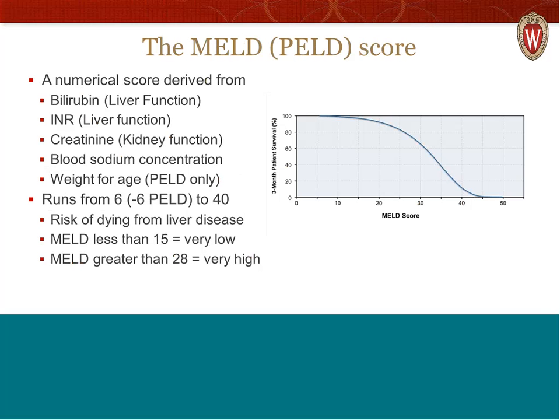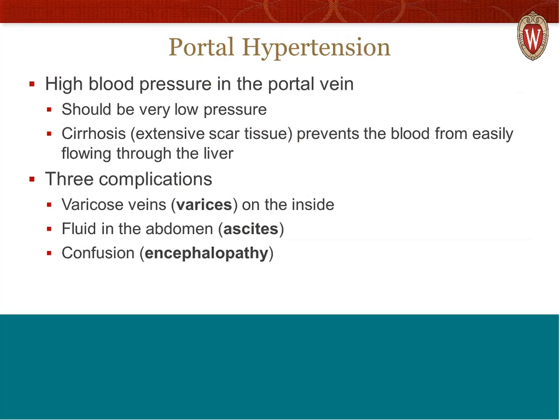And as you can see from this graph that I put up on the right, the risk of dying from liver disease is really strongly represented by the MELD score. So for people with a MELD score less than 15, the risk of dying is quite low. For those over a 28, the risk is quite high. For people in between, it's sort of a gray area. Okay? So keep that MELD score in the back of your mind.